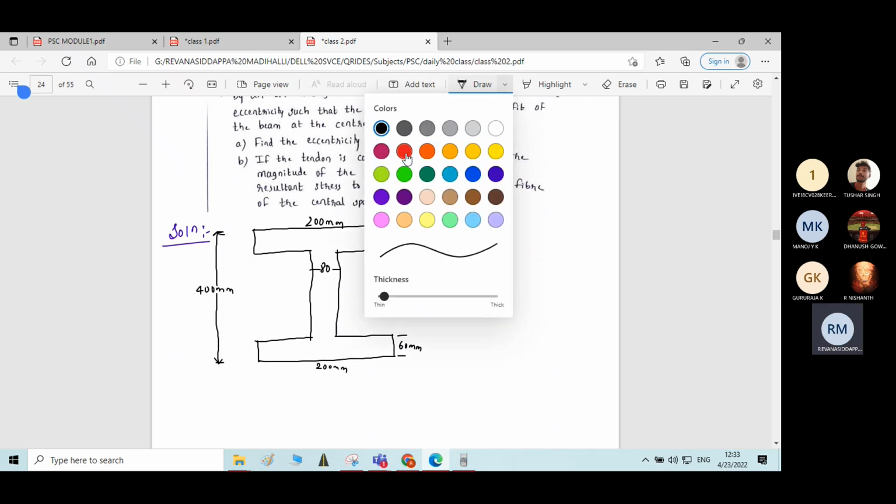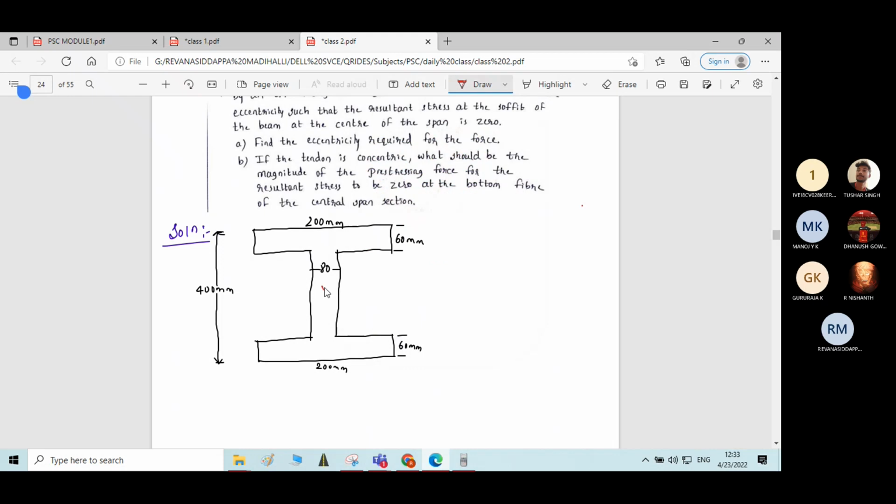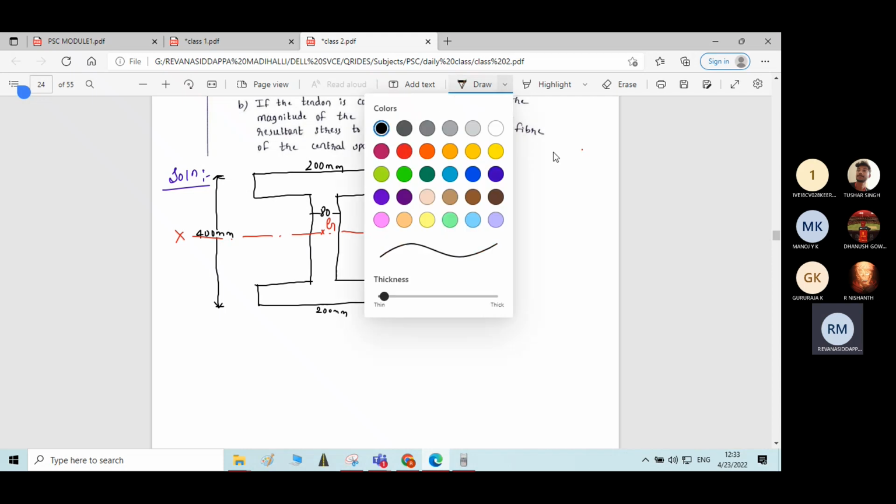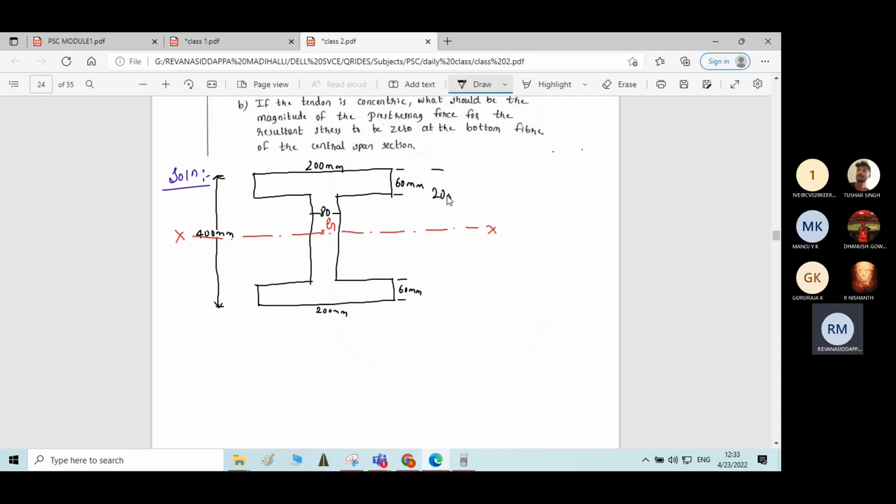Let me write the centroidal axis. So no need to find the centroid. The figure is symmetric about x-axis. If it is symmetric about x-axis, then centroid is directly total depth divided by 2. Total depth is 400, so centroidal distance will be 200 from either side. 200 and 200. YB and YT is equal to Y is equal to 200 mm.